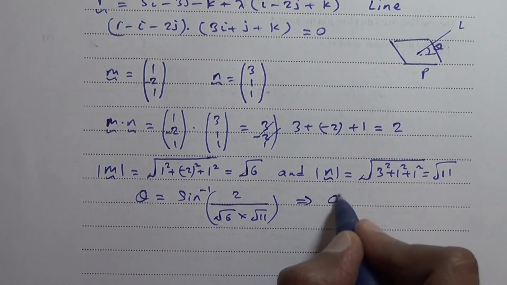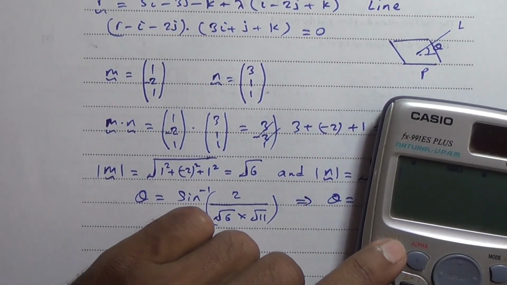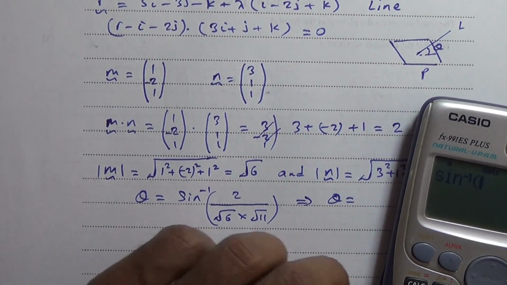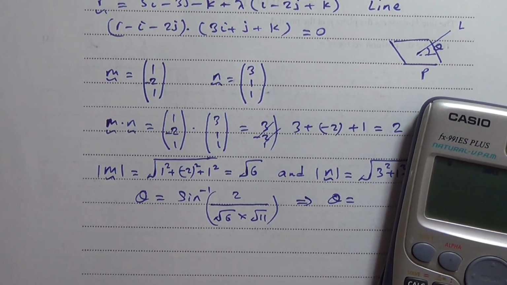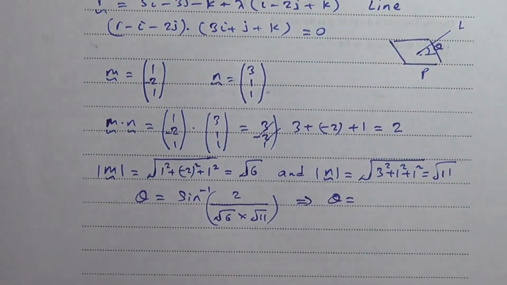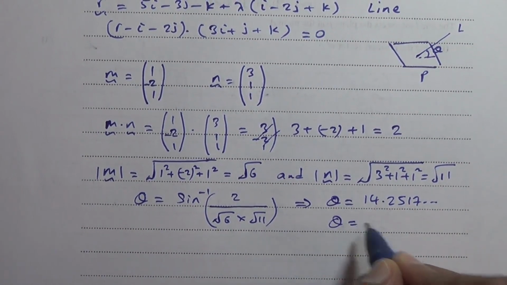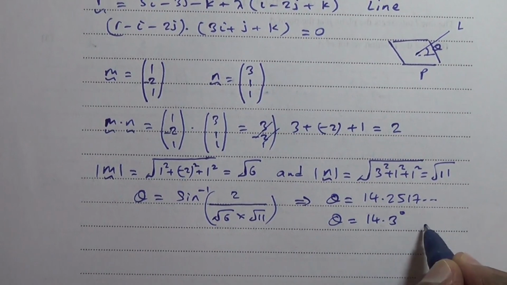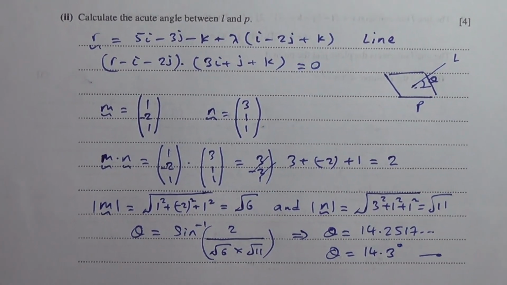And if we were to do this on a calculator, we'll get the acute angle as, let us see here, inverse sine of 2 divided by root 6 times root 11. We should be able to get 14.2517 something, as you can see. Therefore, that comes to 14.3 degrees to 3 significant figures. Here we are for the second part of the question.